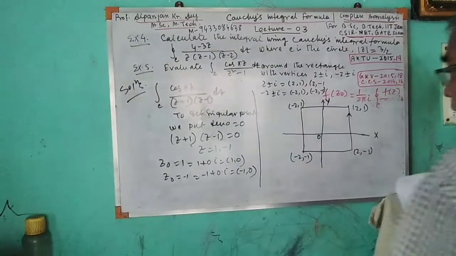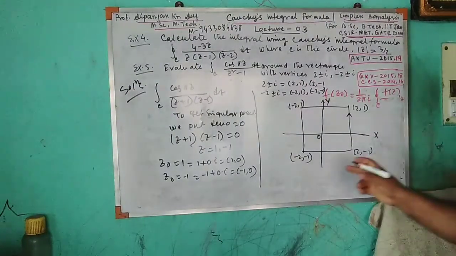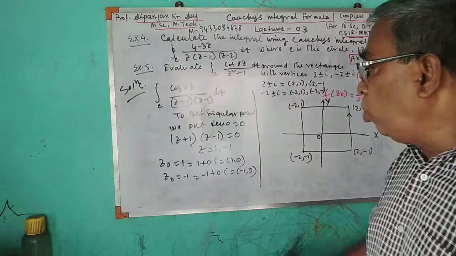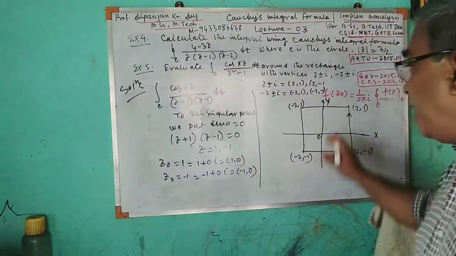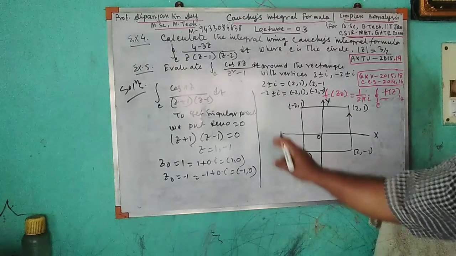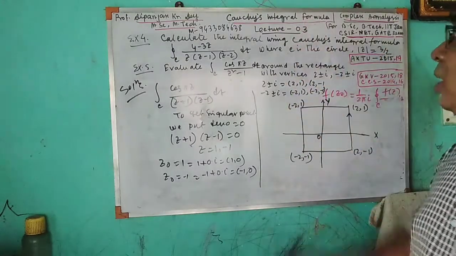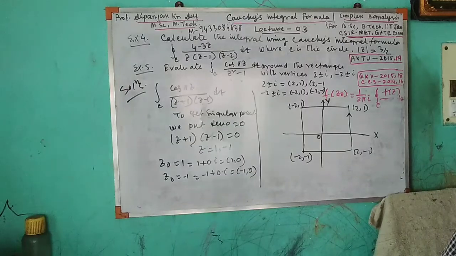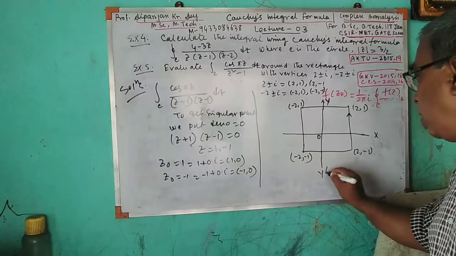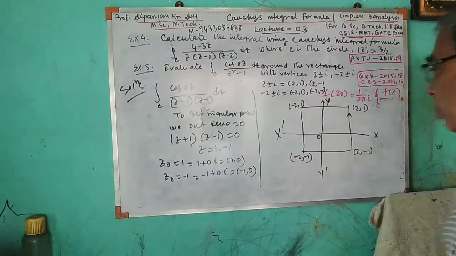Now after getting the closed curve and the singular points, what will you do? You have to check whether these 2 points lie inside the closed curve. If these 2 points lie inside the closed curve, then you have to apply Cauchy's integral formula. Okay, this is the thing. So we have to check. Now I am checking whether they lie inside the closed curve or not.